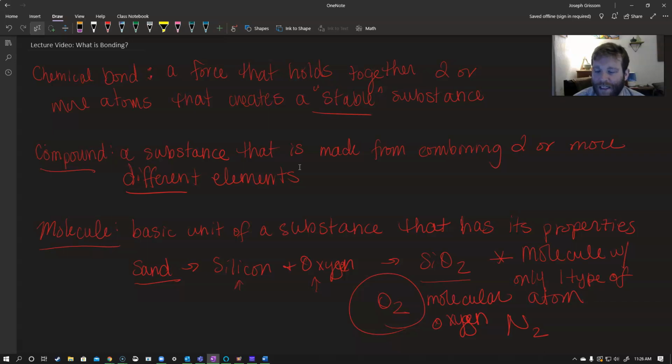It's very similar to the idea of what we have with an element. Molecules are just like the element of that compound, okay?